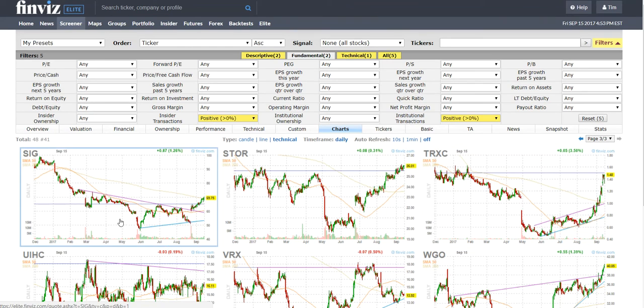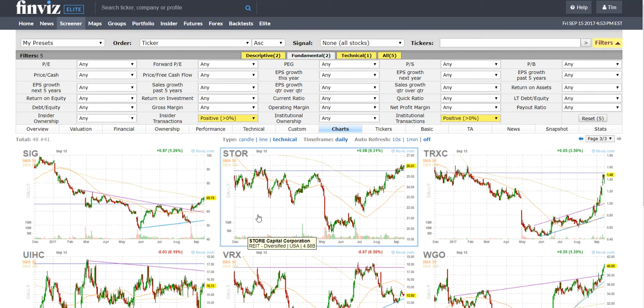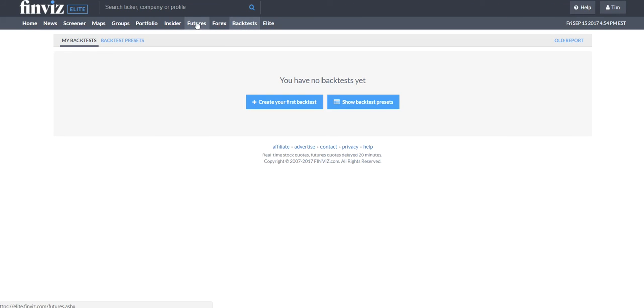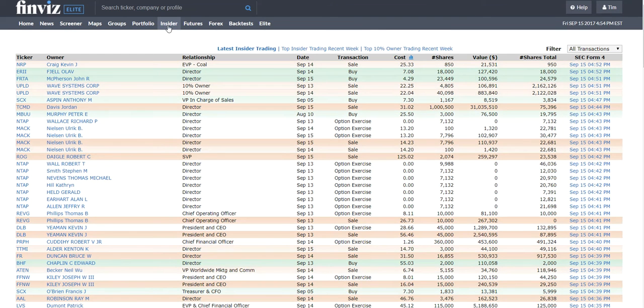So this service has paid for itself countless times over from the tools that it's provided me. Like I said, you don't have to do the elite version, but you can see how nice it is not to have a bunch of annoying pop-ups. You can do backtests, like I said. I have never created one because I have no interest in it, but you can build portfolios.